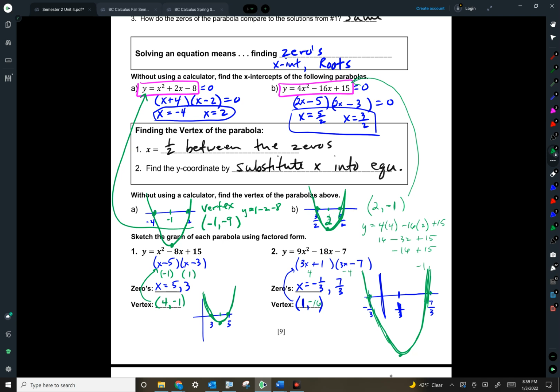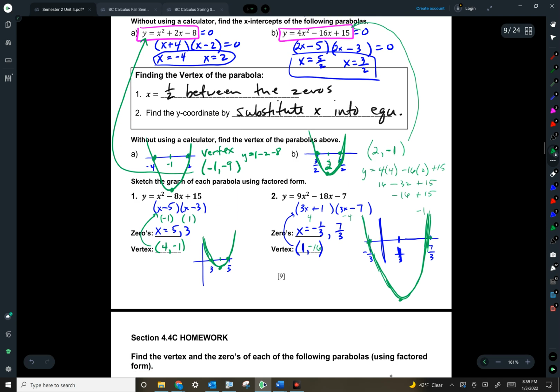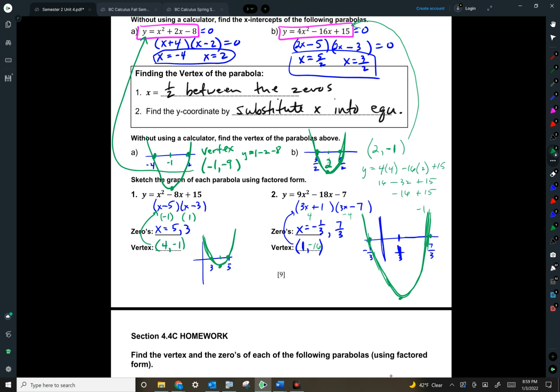Okay, so this is how we can graph using factored form. First we find the zeros, and then we go halfway to find the vertex. That should help you get started on your homework.